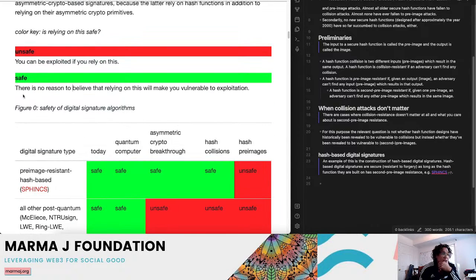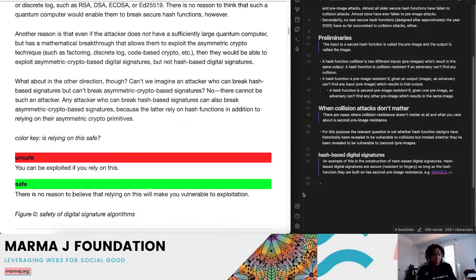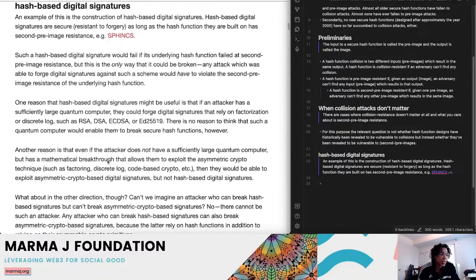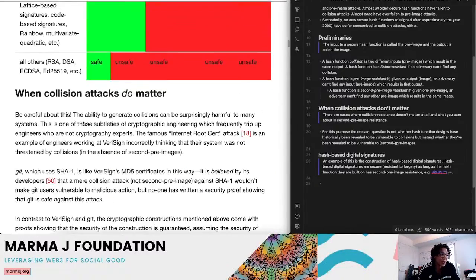Okay, so a nice little color key. So this is actually getting pretty interesting now, in my opinion. I was trying to say something specific, and I don't know if it keeps going. And then it does: when collision attacks do matter. I think that's obviously important. Maybe I'll just take that note first and go back up.